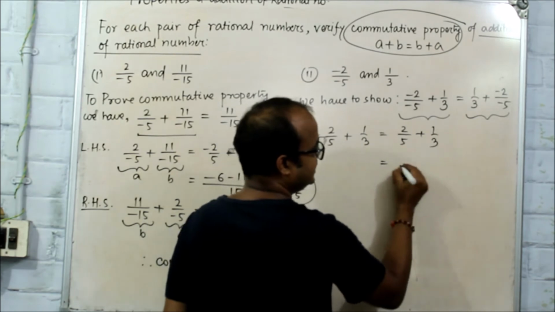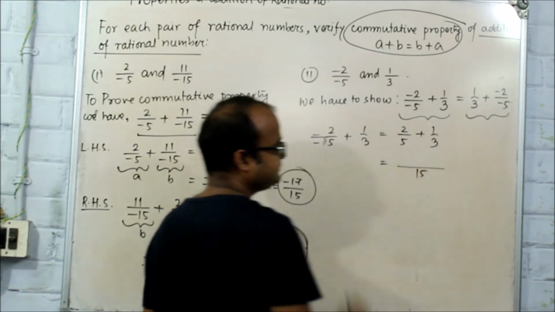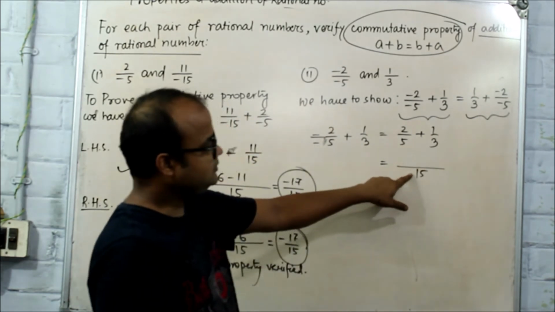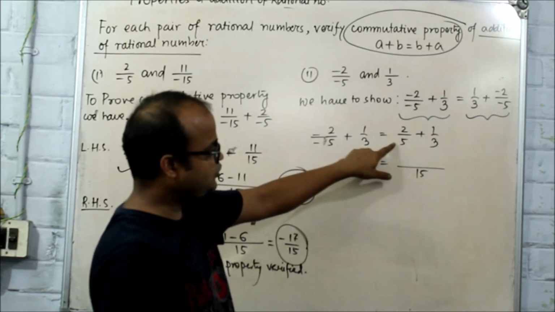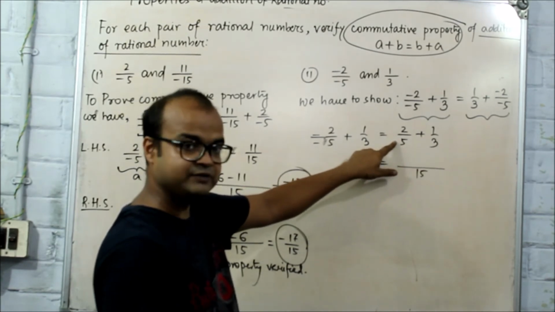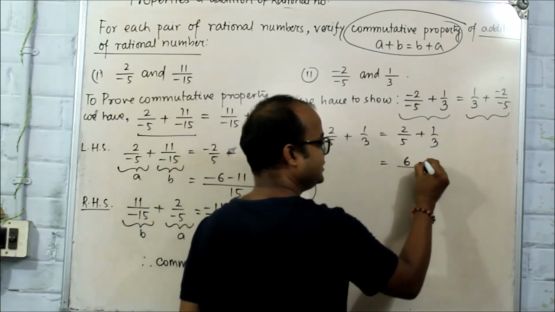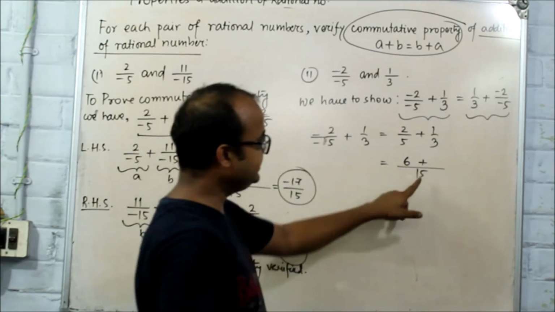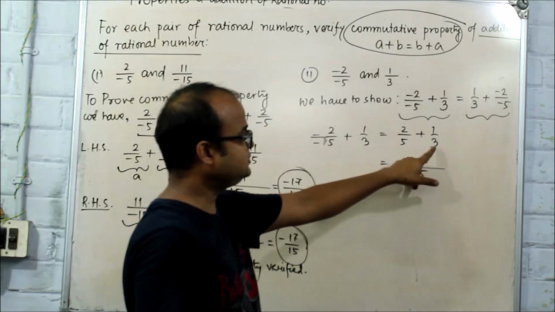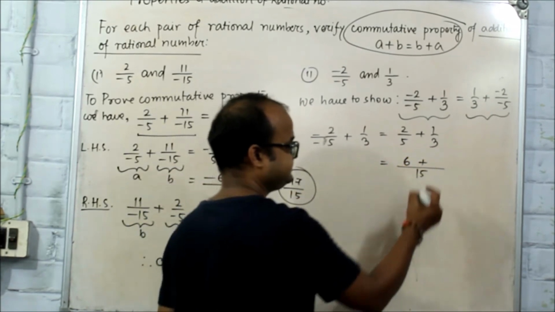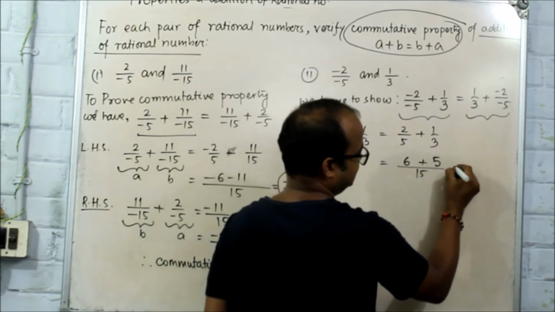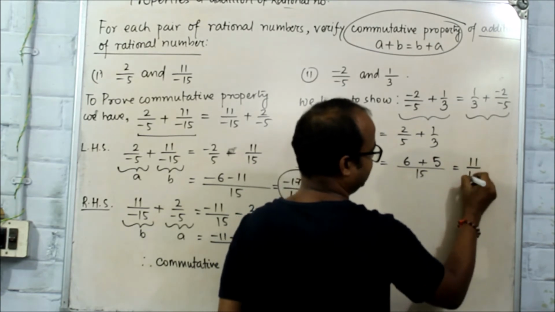5 and 3 LCM is 15. 15 divided by 5 is 3 multiplied by 2. It is equal to 6, plus 15 divided by 3 is 5. So it is equal to 11 by 15.